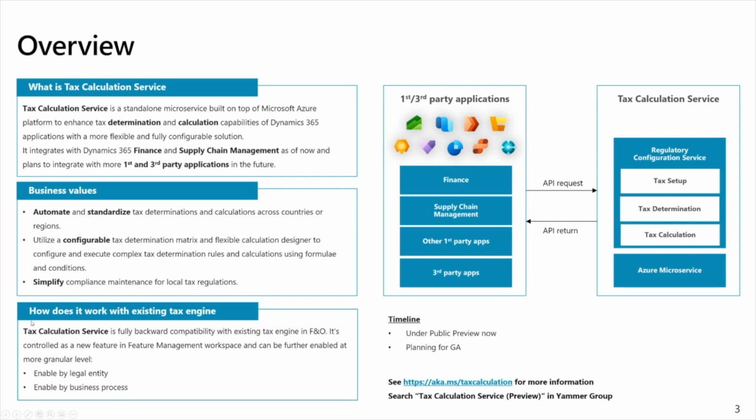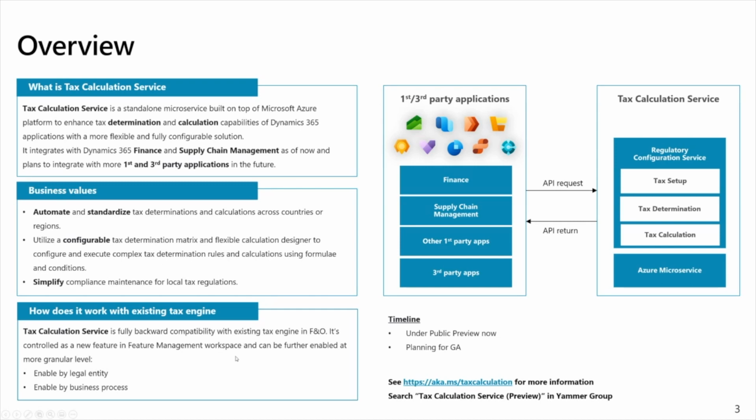And we got some questions on how the tax calculation service works with existing tax engines. So the answer is, from a functional perspective, tax calculation service is fully backward compatible with the existing tax engine in Dynamics 365 Finance and Operations apps. So how to enable it? You can enable it by your tenant. It's a new feature in your feature management workspace. You can just enable it like other features.